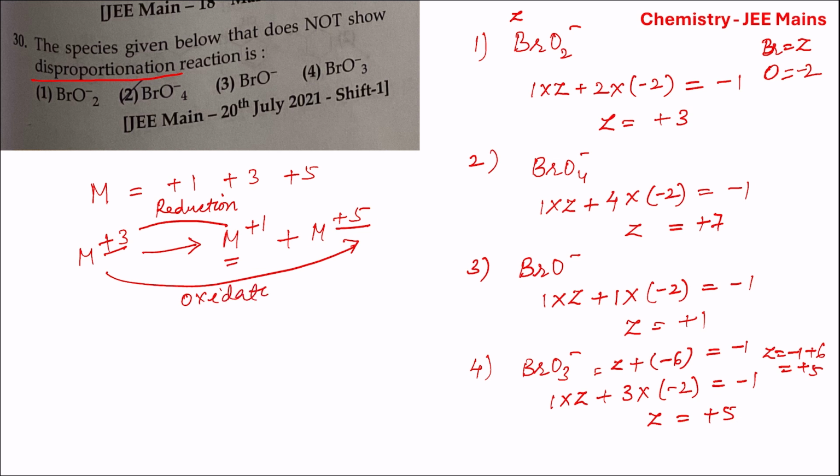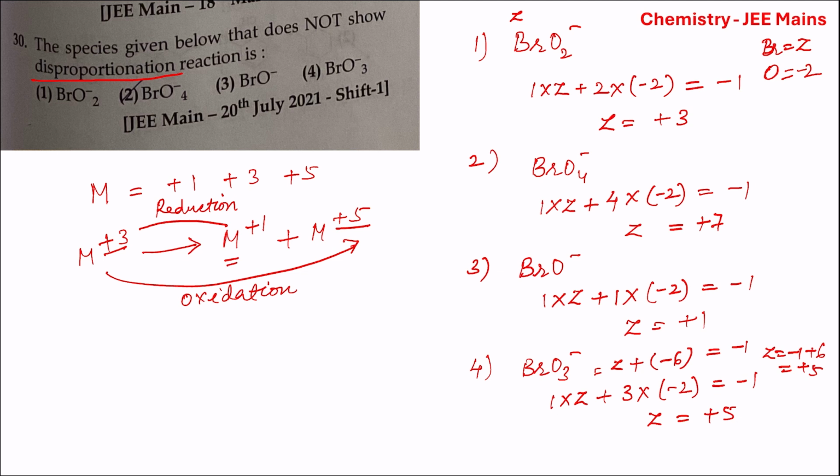So the same element undergoes simultaneous reduction and oxidation. In one of the products it has a higher oxidation state, that is it has undergone oxidation, and in the other product it has a lower oxidation state, which means it has undergone reduction. This kind of reaction is known as a disproportionation reaction. To show this kind of reaction, the element should have variable valency, at least 3 valencies, so that it will show disproportionation reaction.